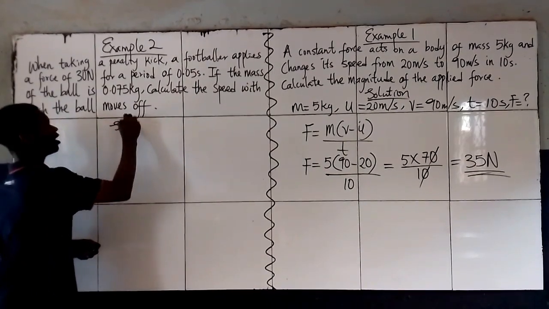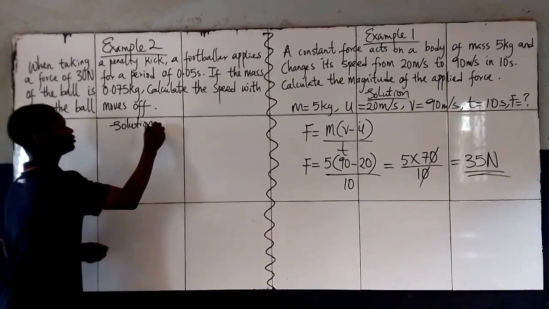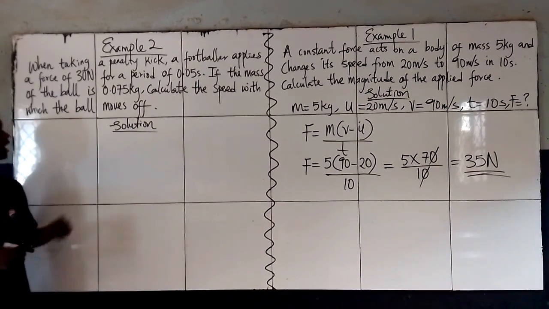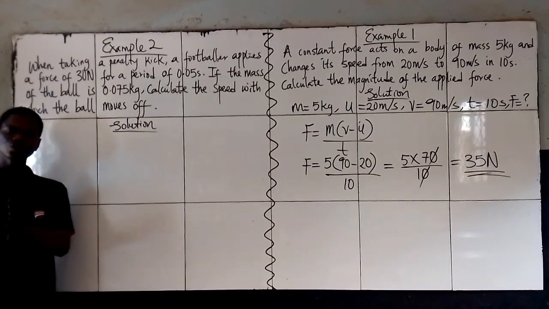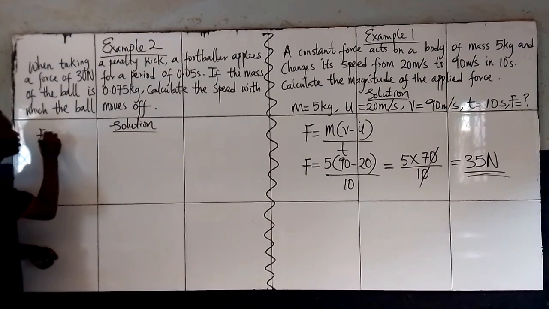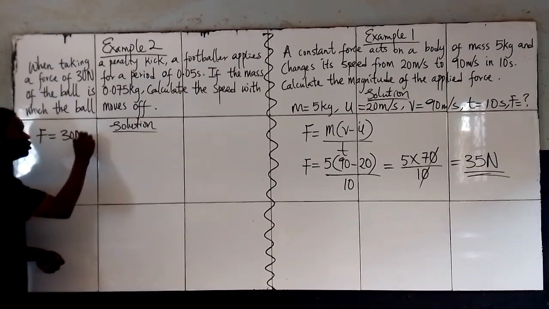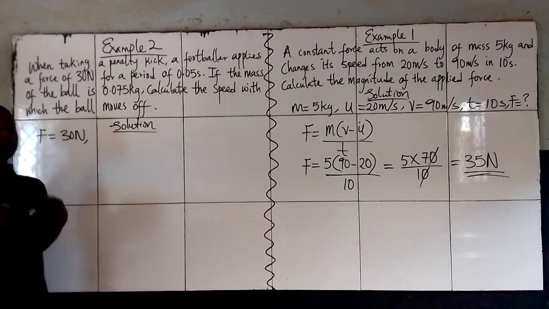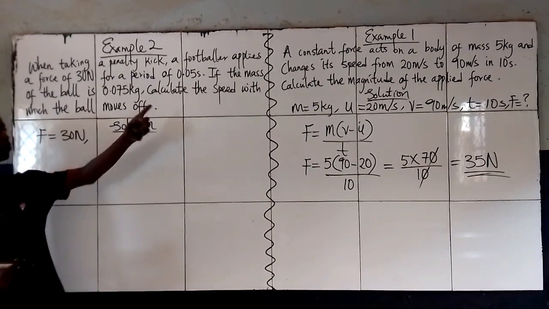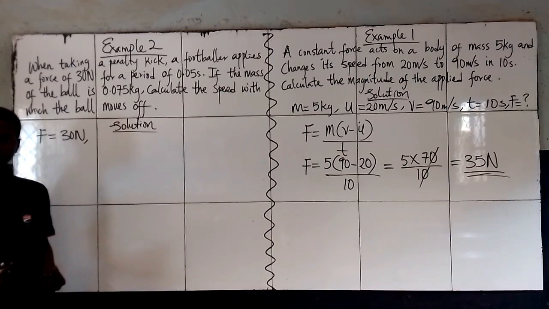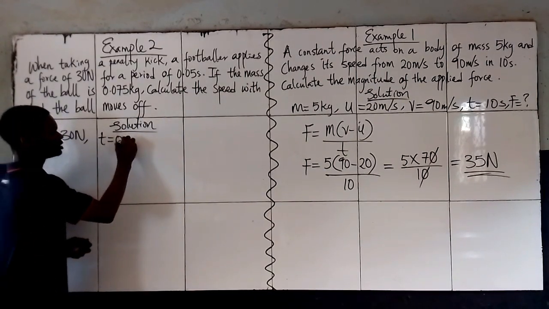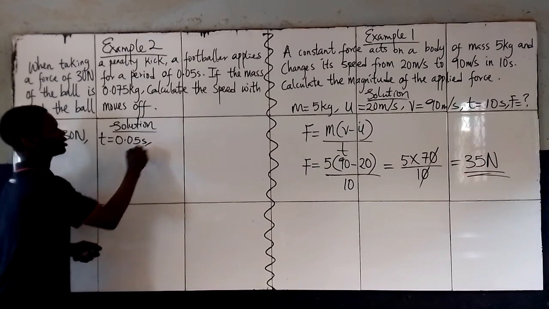Solution. Every quantity you see, derive them from the question. We're told that the footballer applied a force of what? 30 newtons. So come here and write F is equals to 30 newtons. Are you seeing that? Good. Then for a period of 0.05 seconds, 0.05 seconds is standing for what quantity? Time. So we say time is equals to 0.05 seconds. Then what else?